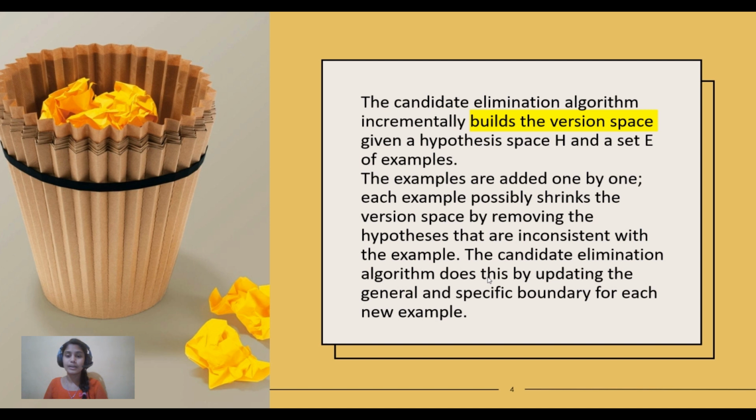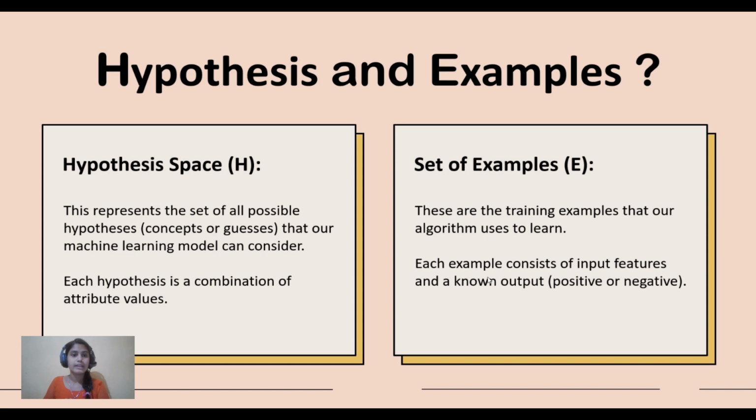I know that you will not understand these statements now, but read them two or three times carefully. Until then, I'll explain the further things. What is a hypothesis? And examples. Hypothesis: this represents the set of all possible hypotheses, concepts, or guesses that our machine learning model can consider. Each hypothesis is a combination of attribute values.